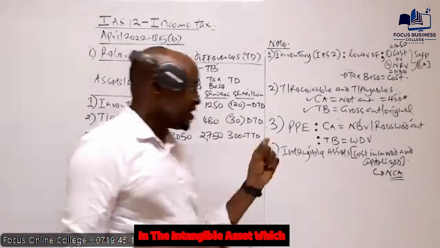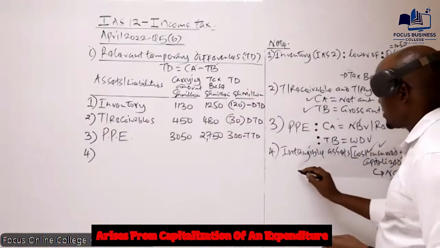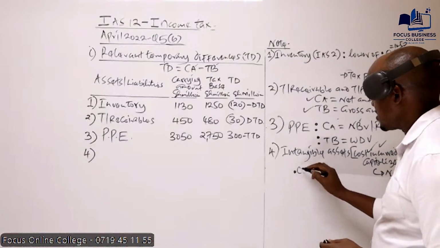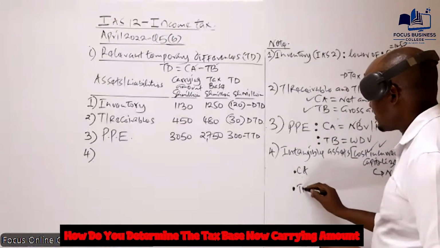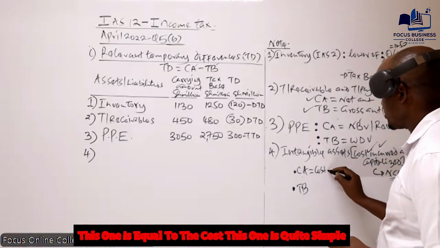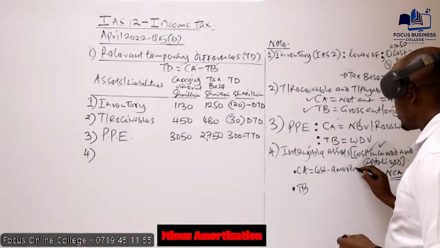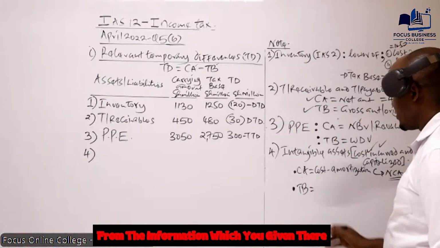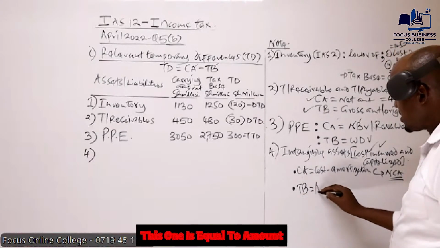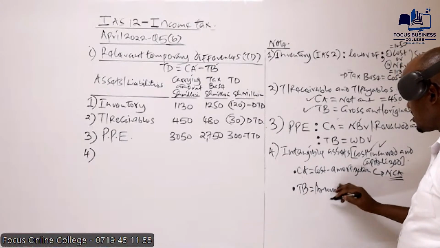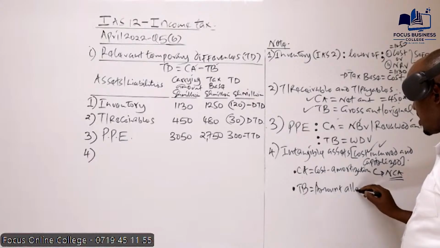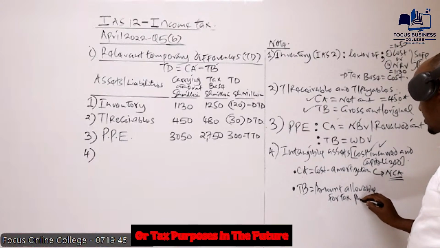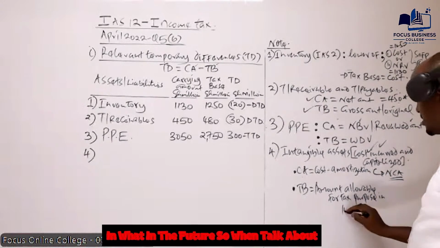So any intangible asset which arises from capitalization of an expenditure, how do we determine its carrying amount? How do we determine the tax base? Now, carrying amount is equal to the cost, minus amortization. Minus what? Amortization. This one is quite simple, for example, from the information which you're given there. And then the tax base is equal to the amount allowable for tax purpose in the future.